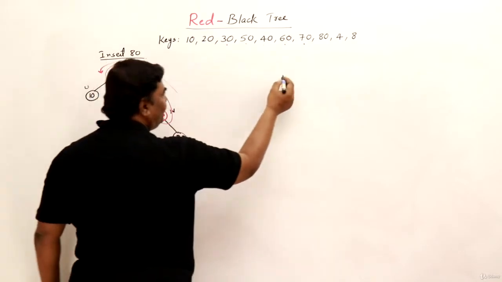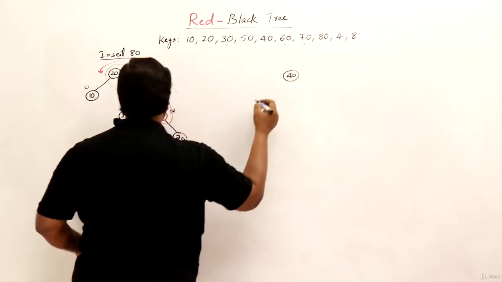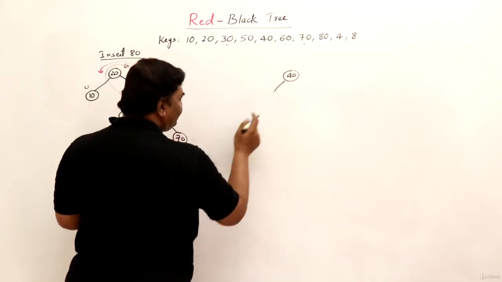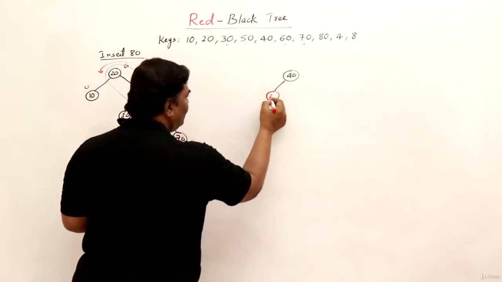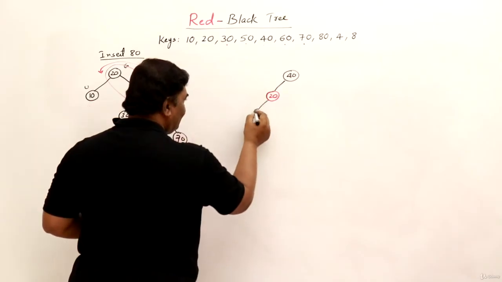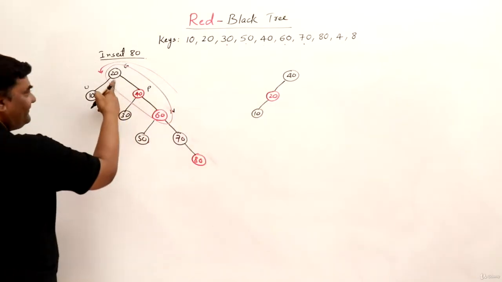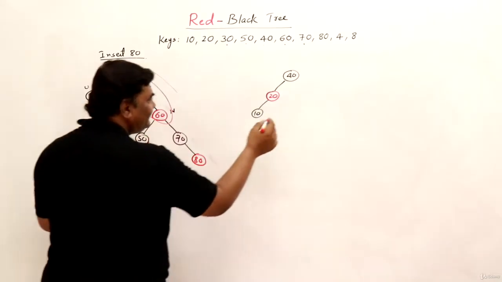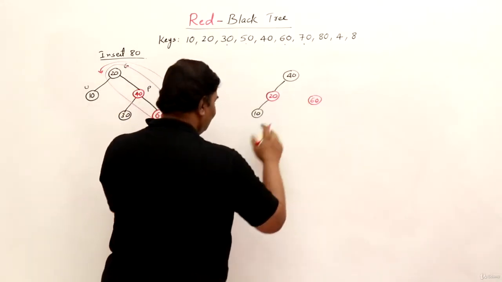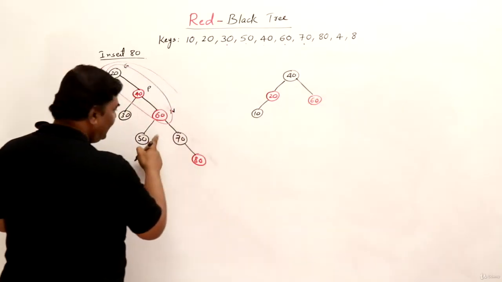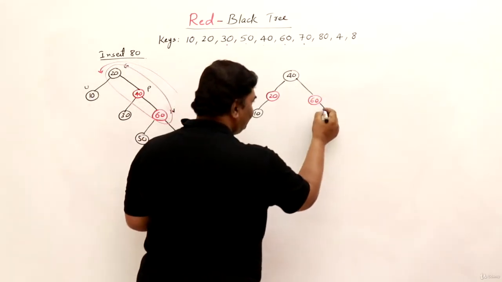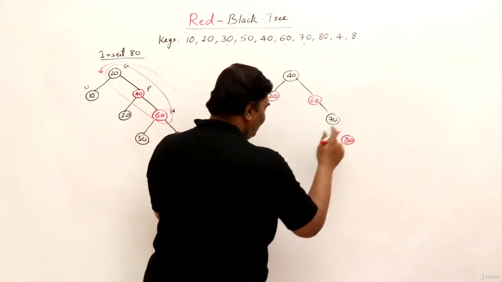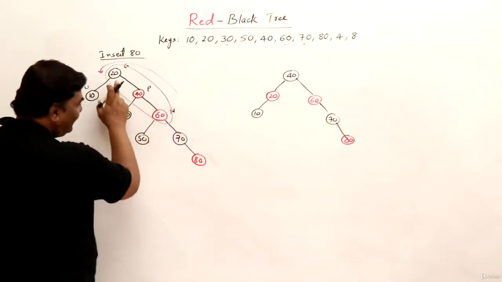So 40 will move up, right? And 20 and 10 come to this side. So this is 20, and 10 is black color as it is, right? The grandparent will become black and the children will become red, right? So at 40, who will come? 60. This is 60, and its children are 70 and 80. I will copy them as they are. This is 70 and this is 80. I have taken these as they are.